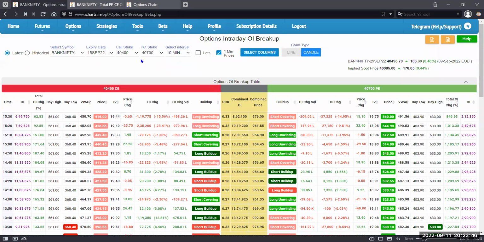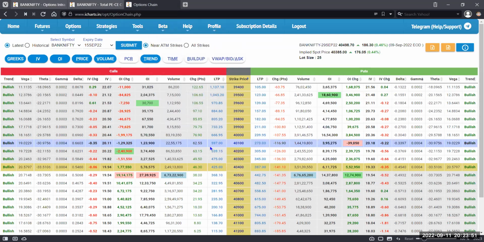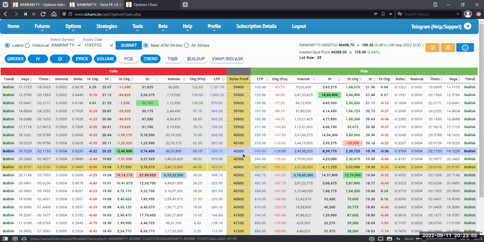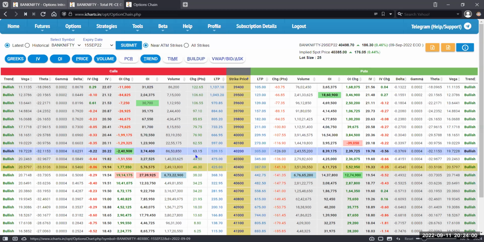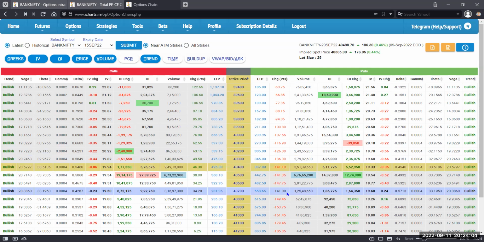The reason for using in the money on both sides is that. Sir, I have a question. One minute, let me finish. The reason for selecting in the money is because, say, for example, you have selected 40,200 and say 40,700 as an example. And what is going to happen is, if say price suddenly goes up. This is out of the money. This is in the money.